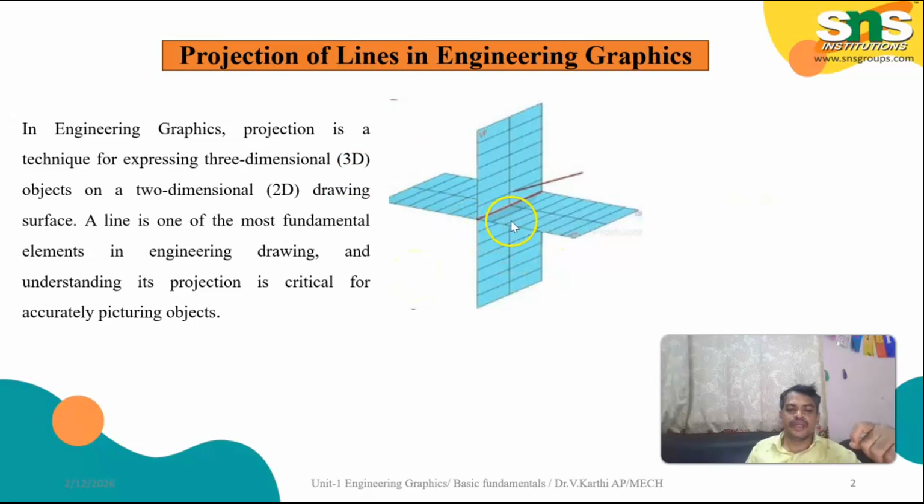Line parallel to VP, inclined to HP. The true length is seen in the elevation. The plan appears shortened.